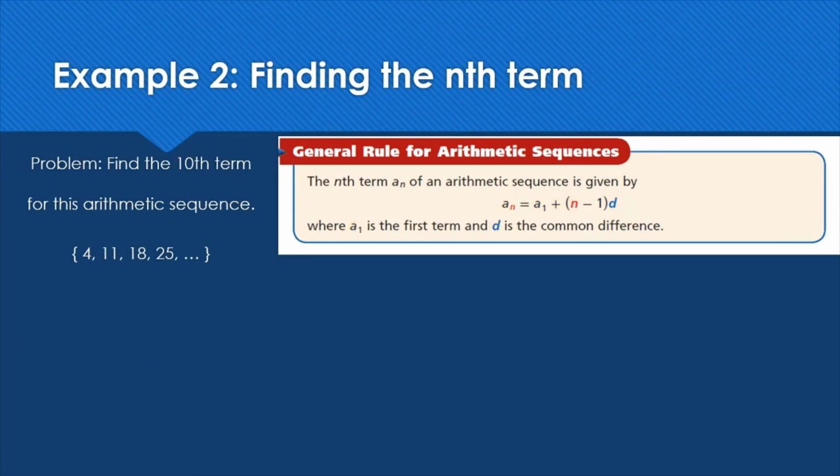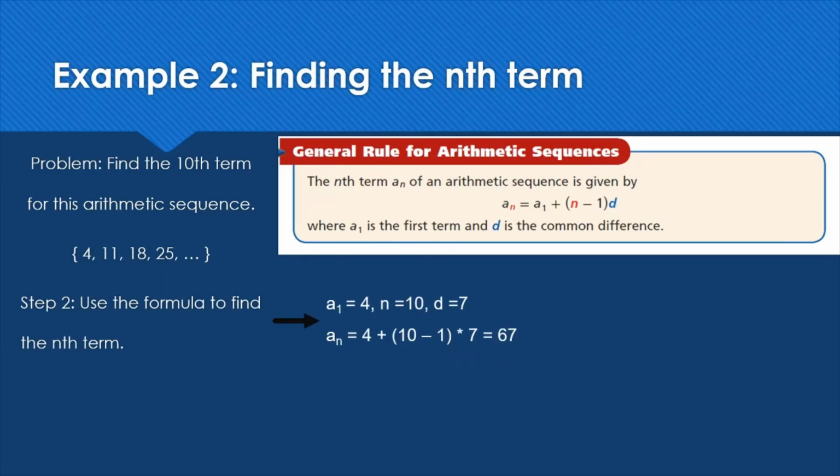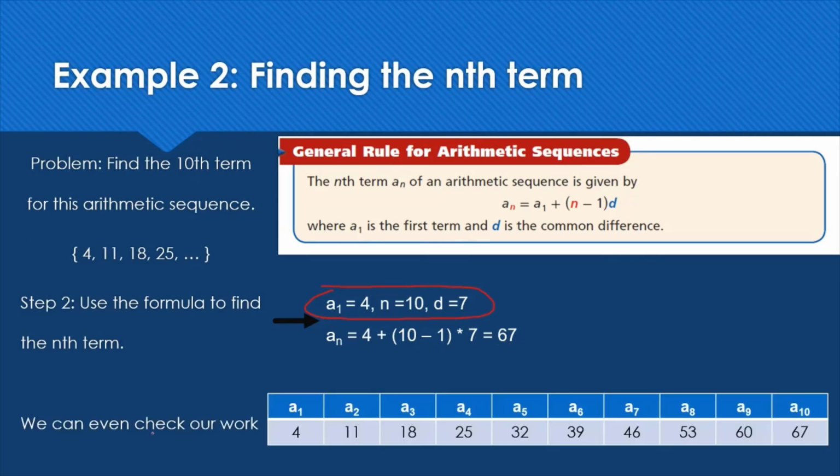To move on to the bulk of actually solving this, we move on to our step 2, which is to use this formula to find the nth term. When we have this formula, we write out all of our variables that we found in the last one. So we found a sub 1 was 4, n was 10, and d was 7. We then plug those into our formula, and we'll find that a sub n is equal to 67 once we simplify. If you want, you can check your work with this too.